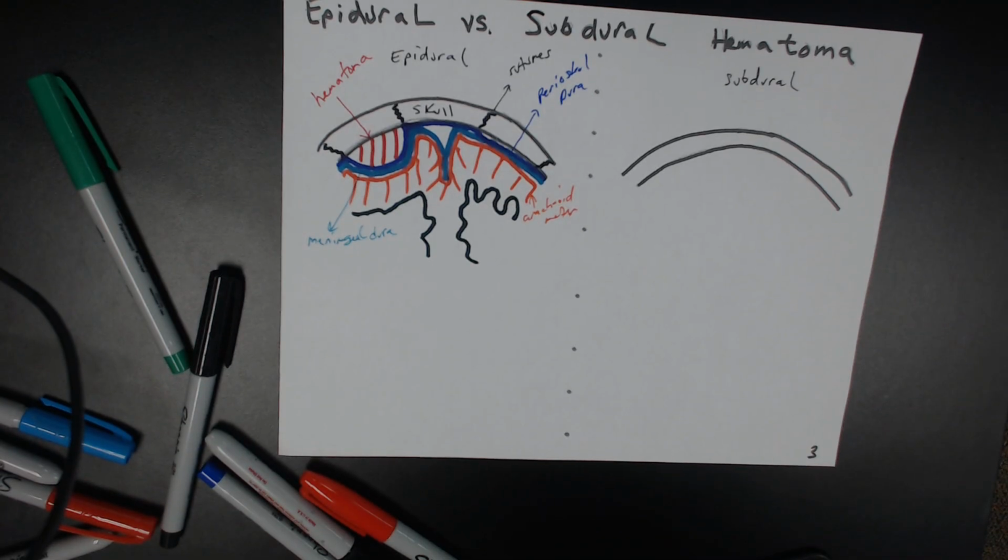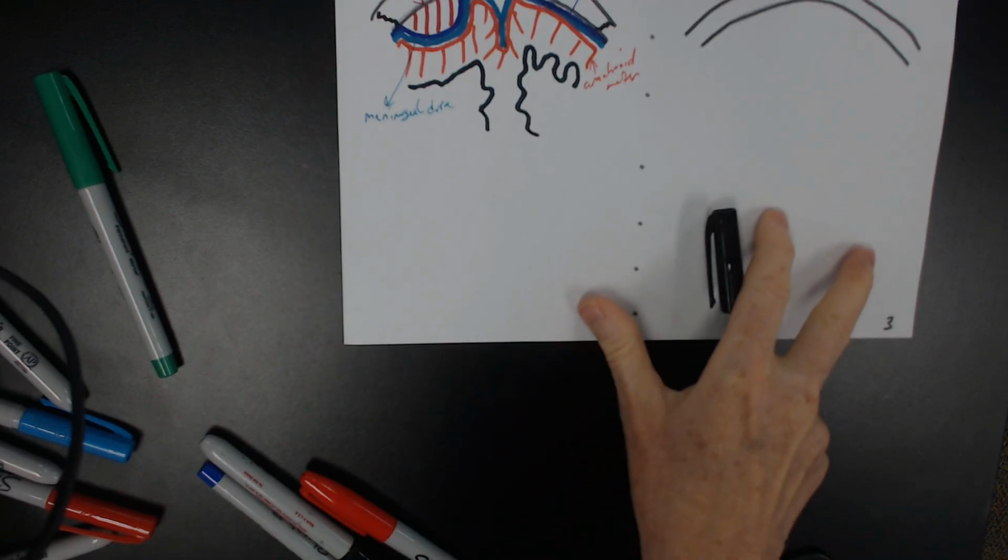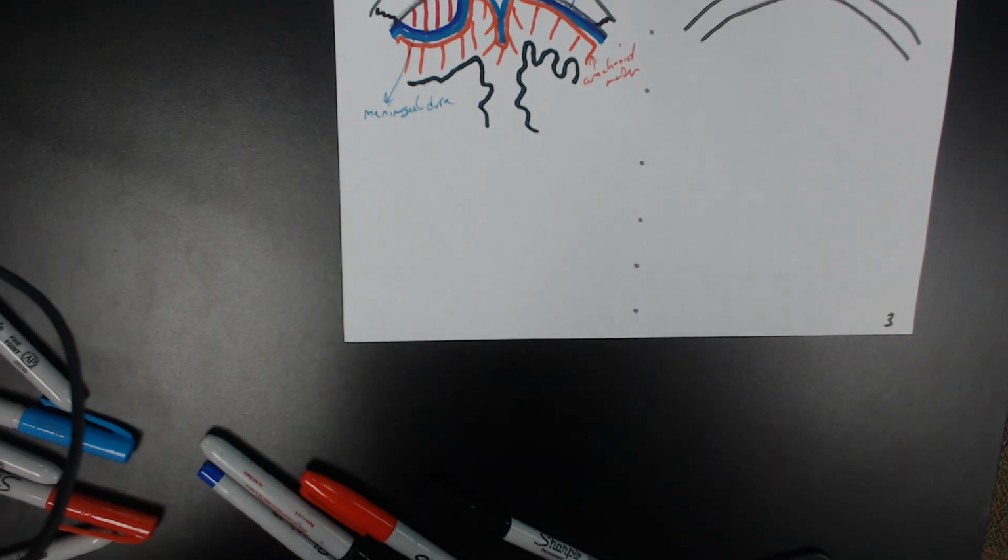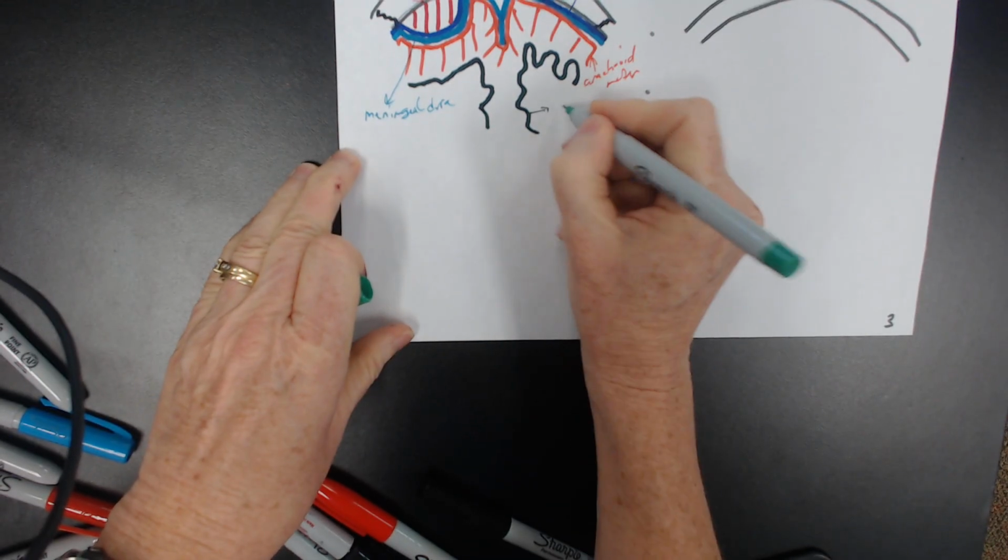So because of the presence of that epidural hematoma, all that blood is pooling up under the skull with nowhere to go. It's going to press on the brain, okay, and cause some problems. That make sense to everybody? Okay, so again, the green is the pia mater.